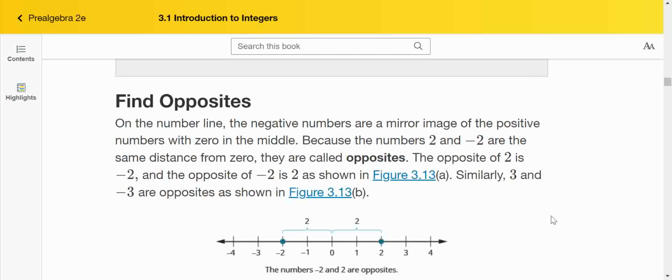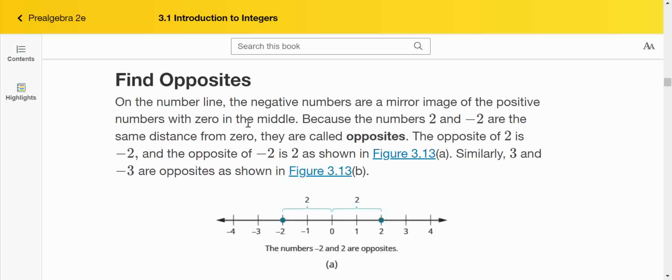Find opposites. On the number line, the negative numbers are a mirror image of the positive numbers with 0 in the middle. Because the numbers 2 and minus 2 are the same distance from 0, they are called opposites. The opposite of 2 is negative 2, and the opposite of negative 2 is 2, as shown in Figure 3.13a. Similarly, 3 and negative 3 are opposites, as shown in Figure 3.13b.